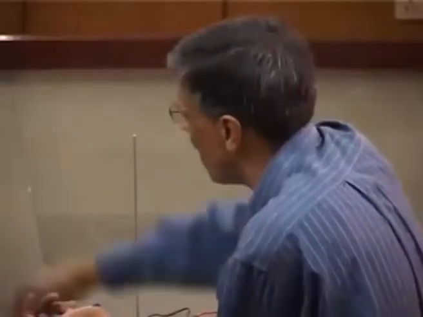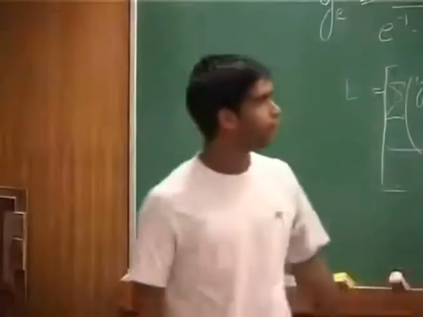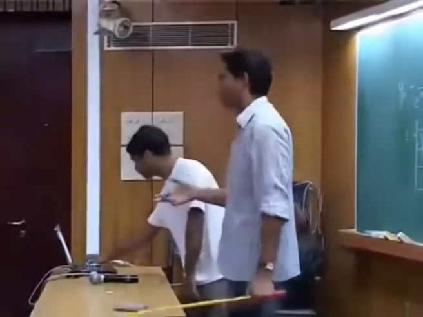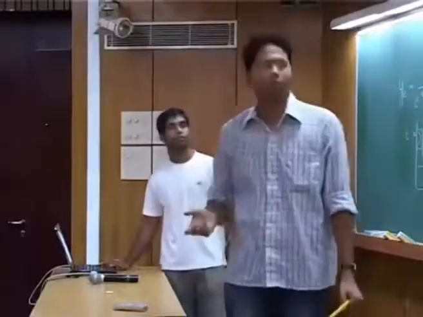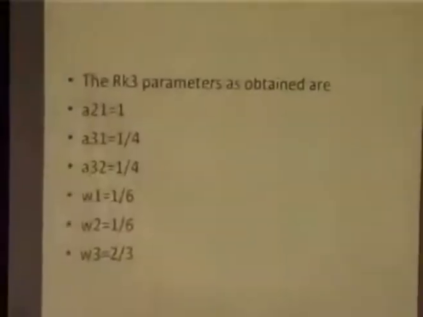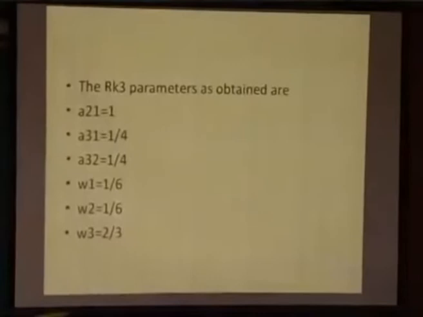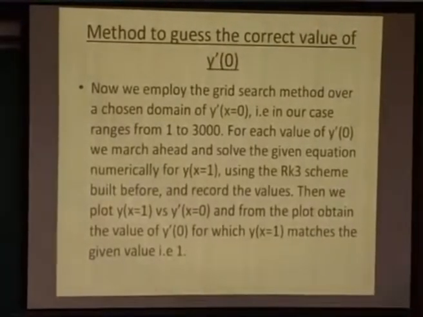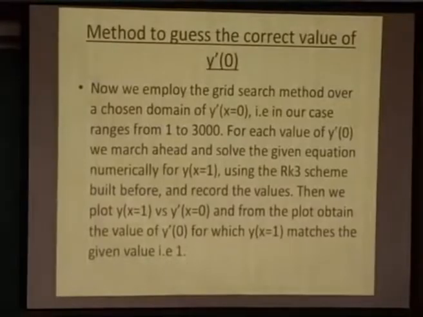Why don't you come in and we'll go to the next. Most of the things have already been discussed, such as how to obtain the exact solution and the numerical solution. These are the parameters which we worked upon. This was how we moved on. We had to assume a certain value for y prime at x equal to 0 in order to march ahead to compute the solution numerically.